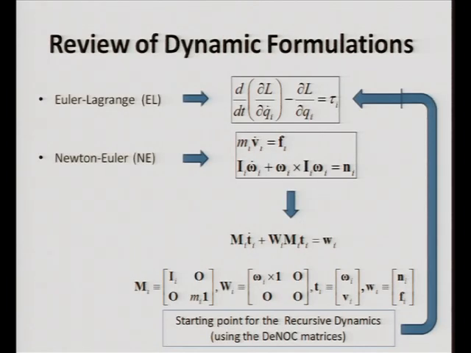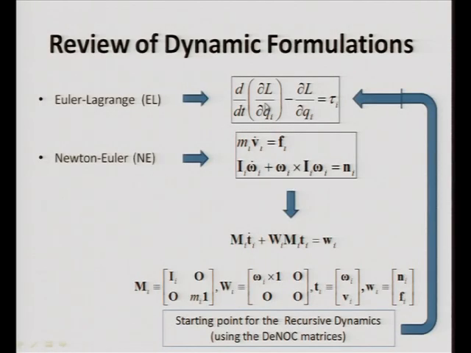So, after being convinced why a recursive algorithm should be used, now let us go back to the formulations used for the robot dynamics. These are two very classical ones. One is the Euler-Lagrange formulation, where d/dt of ∂L/∂q_i dot minus ∂L/∂q_i equals tau_i. Now, L here stands for the Lagrangian, which is equal to kinetic energy minus potential energy.